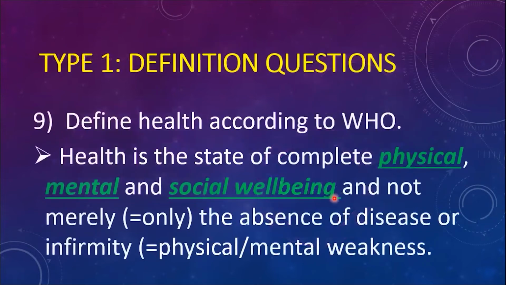Let's go to next. Define health according to WHO. So health is the state of complete physical, mental and social well-being, and not merely, or merely means only, the absence of disease or infirmity. Infirmity means physical or mental weakness. So health is the state of complete physical, mental and social well-being. There are three things: physical well-being, mental well-being and social well-being.